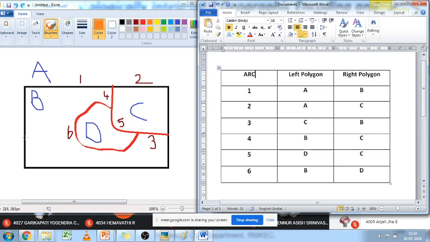Okay. So for the same diagram, now we will see how we are going to represent it with the help of polygon and arc list alone. Just a minute.